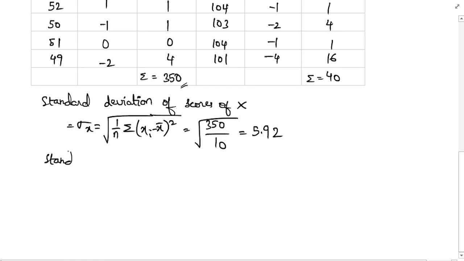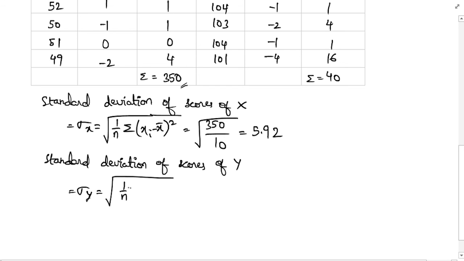And now the standard deviation of scores of y. Okay, that is sigma y, which is equal to the whole root of 1 by n into the summation of yi minus y bar whole square. This is equal to root of 40 divided by 10, which is equal to 2.